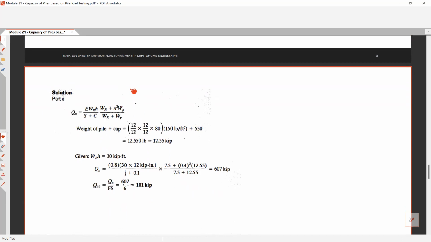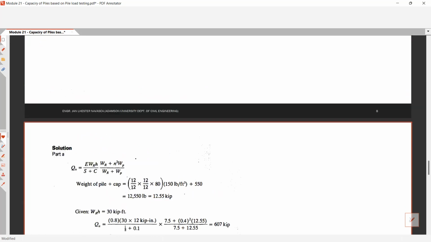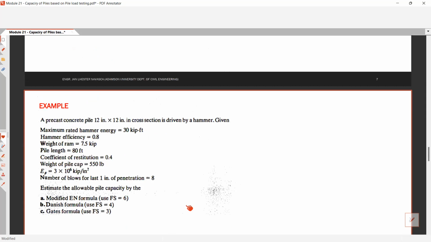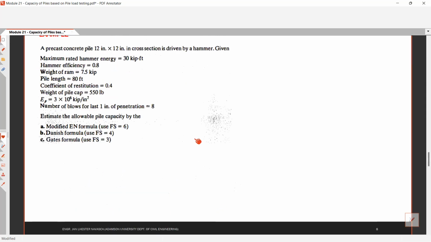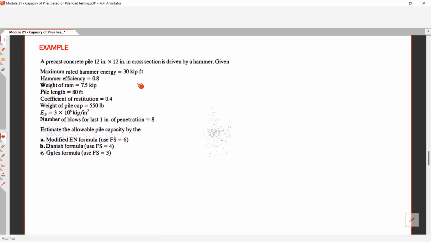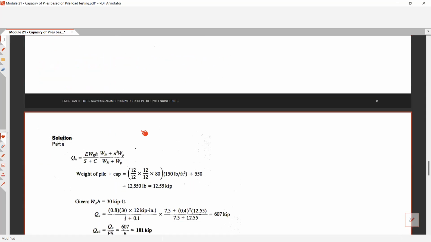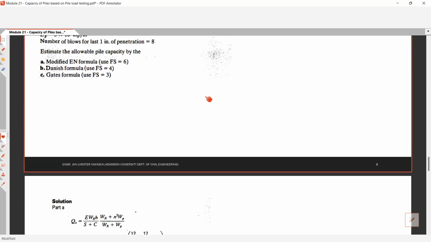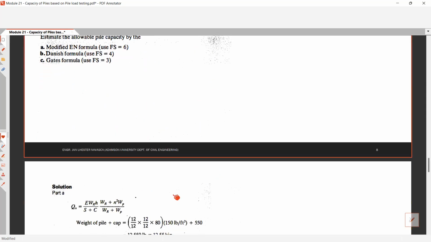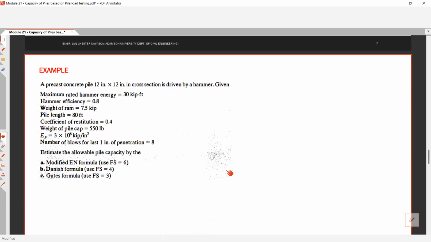Okay, so again, W sub P is the weight of the pile cap plus the weight of the pile. Kung mapapansin mo dito, yung weight of pile cap is 550 pounds, then yung pile is hindi pa nakasama. Meron pang piles dito. So, ang gagawin mo, i-add mo yung weight of pile plus the weight of pile cap. Okay? So, dun sa weight of pile, wala dito, hindi nakasama.